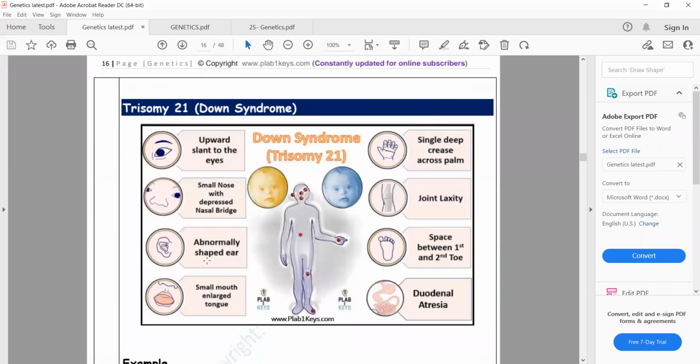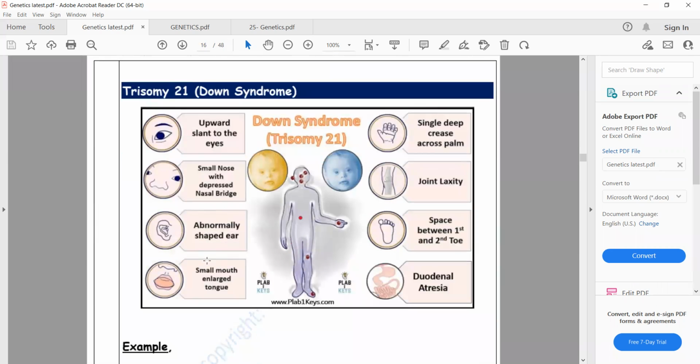And we are all familiar with trisomy 21 or Down syndrome. Starting from the eyes, there is an upward slant to the eyes. Then there's a small nose with depressed nasal bridge, abnormally shaped ears, and a small mouth and enlarged tongue. So these are the features of Down syndrome that are present in the face.